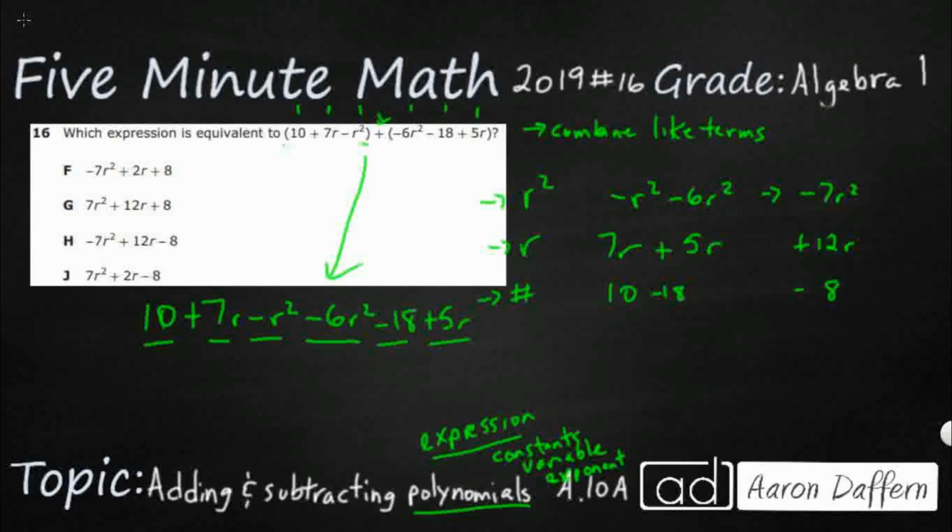So if I put all of these together here, you could read it up and down if you really want to, but probably best to just rewrite it here. Minus 7r squared plus 12r minus 8. That is as simplified as you can make it because these are 3 distinct terms: your r squared, your r's, and your constants. Like apples and oranges, they can't be mixed.